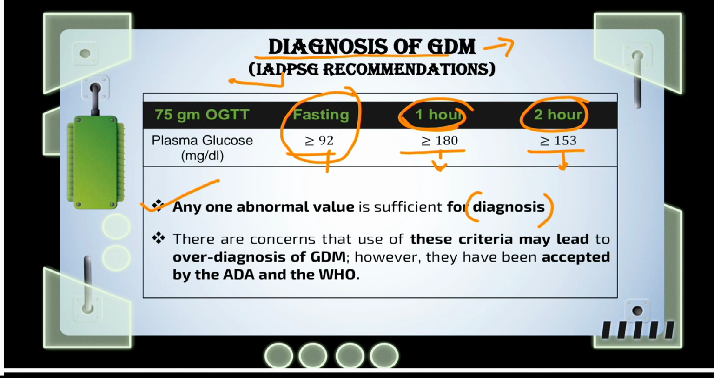But this IADPSG recommendation has some disadvantage, as these criteria may lead to overdiagnosis of gestational diabetes mellitus among pregnant women in India. So, this IADPSG recommendation has only been accepted by the American Diabetes Association and the WHO. In India, we follow the DIPSI guidelines for the diagnosis of GDM.